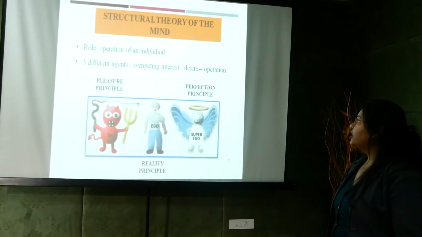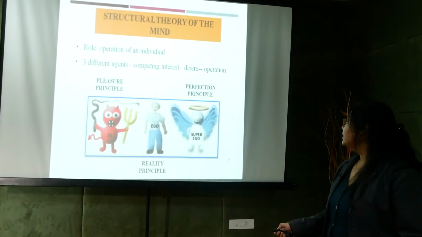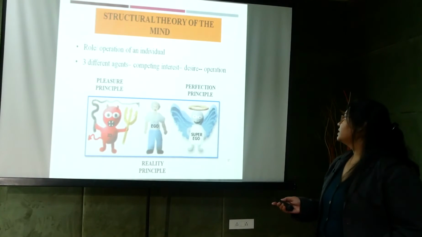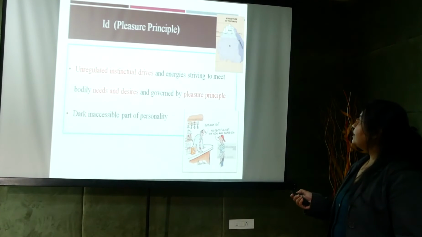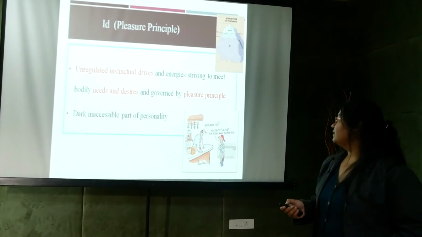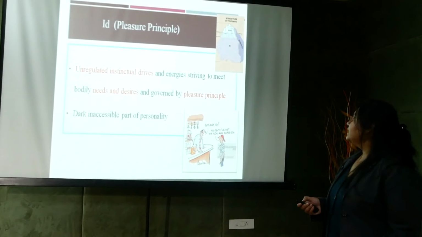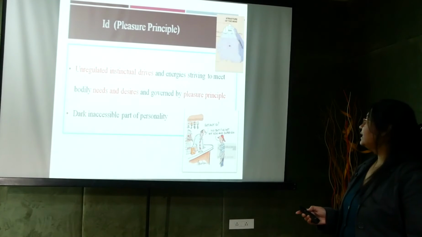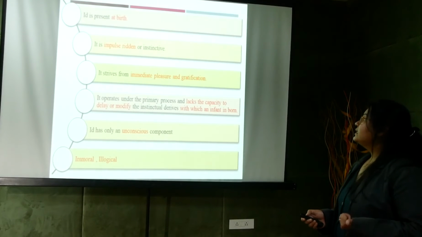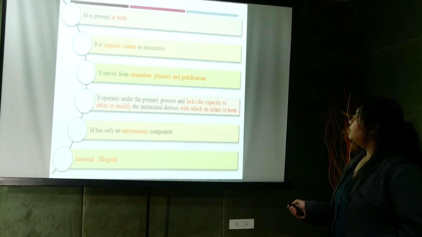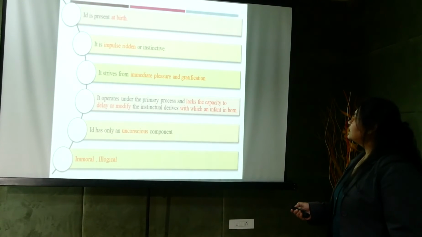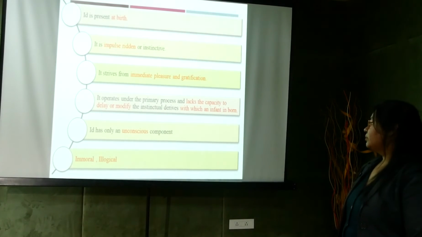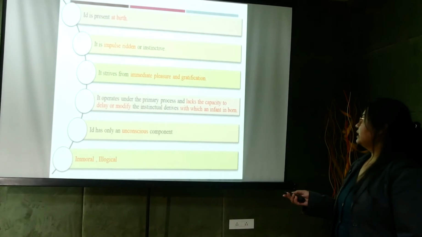So this is the structural theory of mind, which contains the pleasure principle, that is id, the reality principle, that is ego, and superego, which is the perfection principle or the moral principle. So id is unregulated instinctual drives and energies striving to meet bodily needs and desires and governed by the pleasure principle. They are the dark, inaccessible part of the personality. It is present at birth, it is impulse ridden or instinctive, it strives for immediate pleasure and gratification, it operates under the primary process and lacks the capacity to delay and modify. It has only an unconscious component, it might be immoral or illogical.